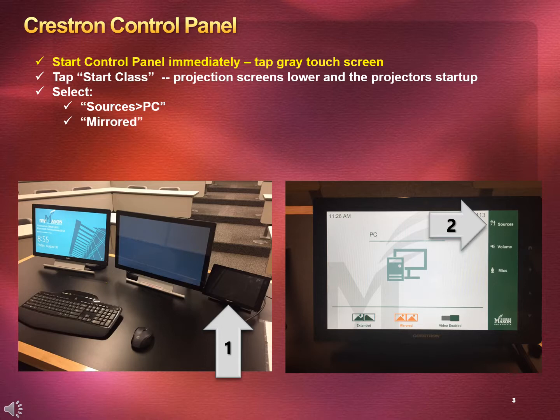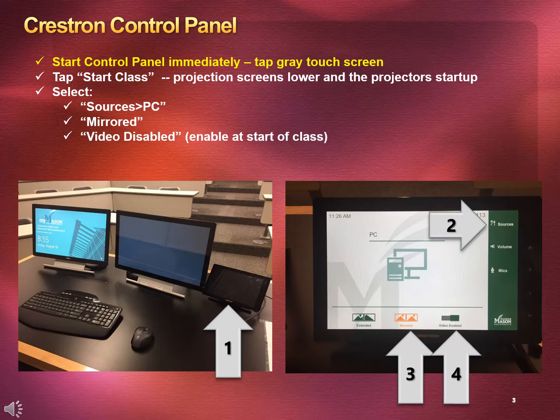Tap the Sources icon and ensure PC is selected, arrow 2. Then tap the Mirrored icon, arrow 3. The Crestron control panel is the same device that you use to control speaker and microphone volume settings, icons located below the Sources icon. To temporarily disable the screen projection, tap the Video Enabled Selector, arrow 4. Disabling is useful when going through setup so as not to distract class members.